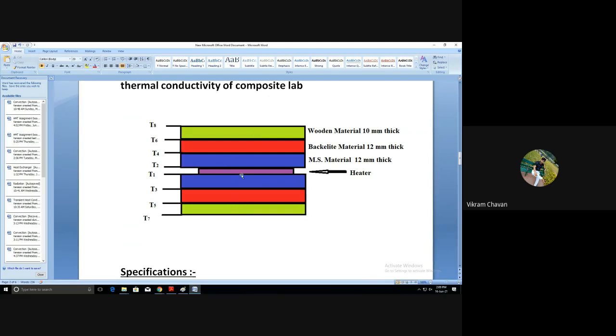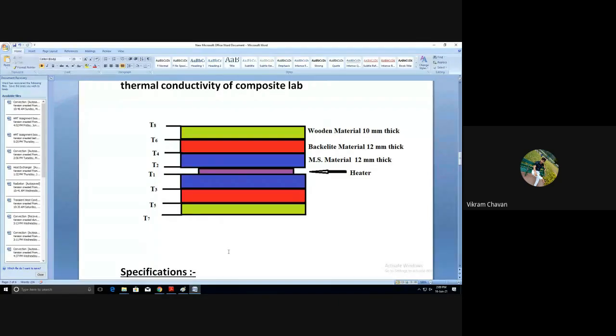Now here the heater is shown in purple color. I have shaded this particular heater purple. The heater is placed between two composite walls. One is on the top side of the heater and the other on the bottom side, having similar kinds of materials placed at equal distances.